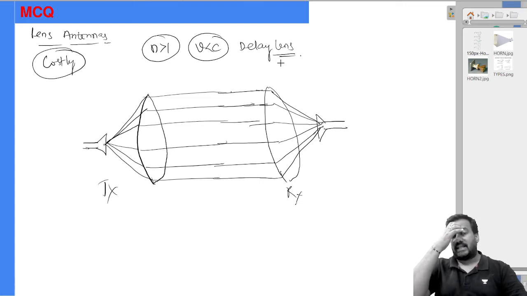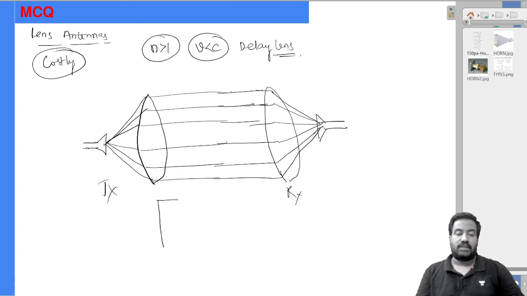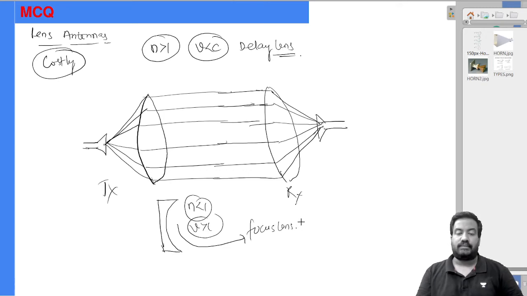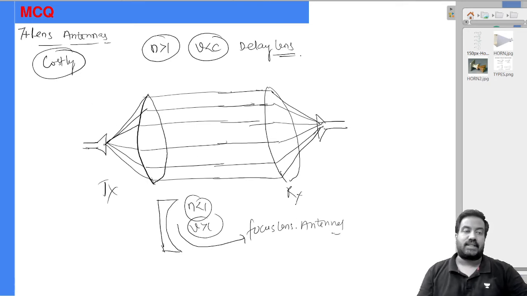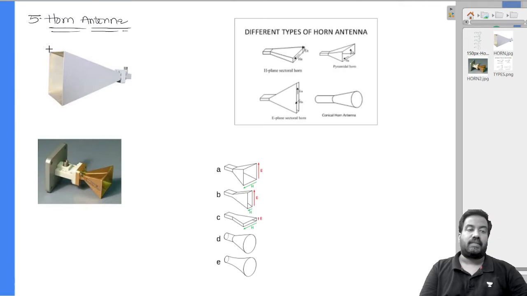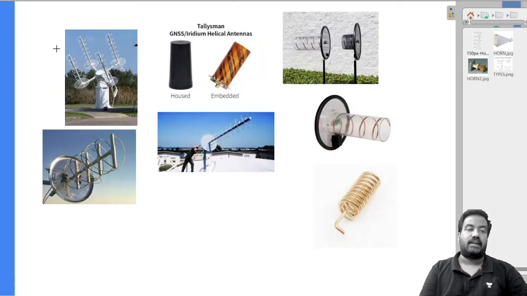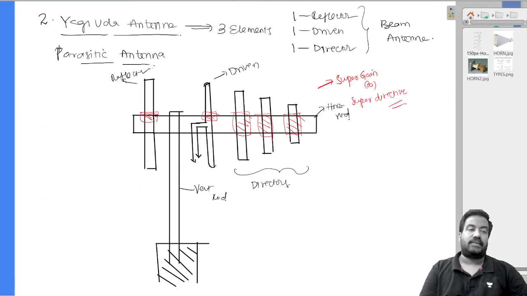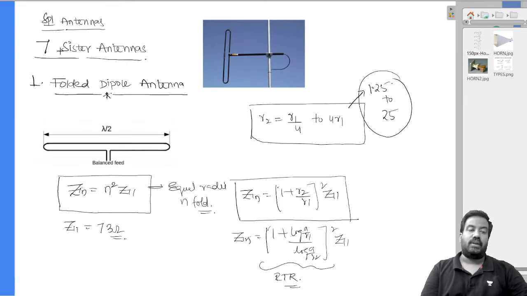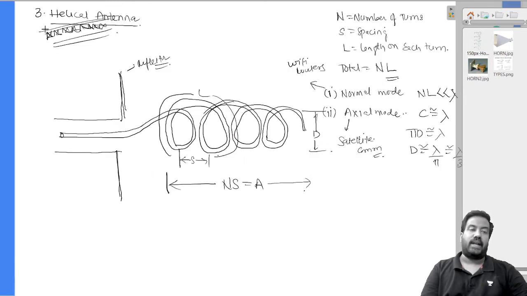These are delay lens antennas, and if you take the concave type, this is the plano concave type, your refractive index will be less than 1, V will be greater than C. These kinds of lens antennas are called focus lens antennas. So these are the 7 sisters dear: lens antenna, parabolic reflector, horn antenna, microstrip antenna, helical antenna, Yagi-Uda and folded dipole.